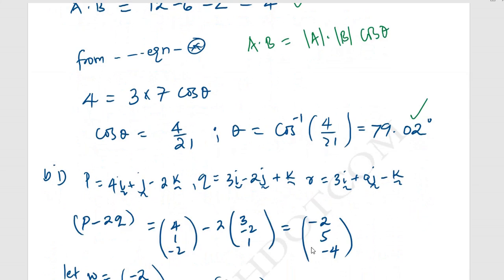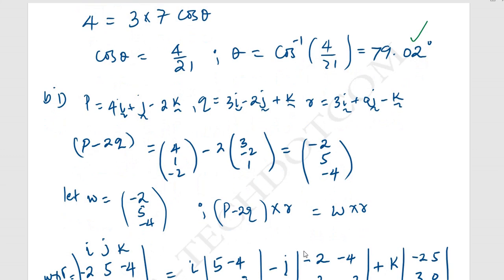So let us go and answer part B, Roman 1. Given the vectors P, Q, and R, we find P minus 2Q cross R. So let us first find P minus 2Q.